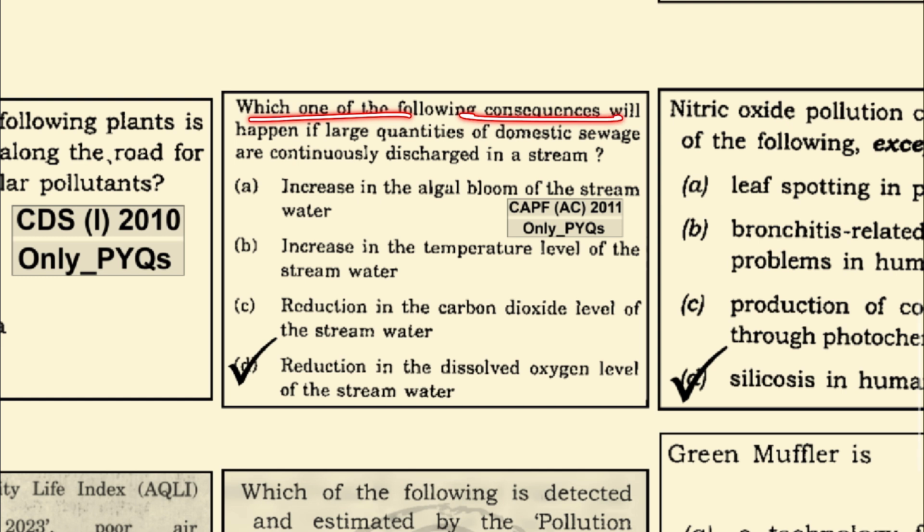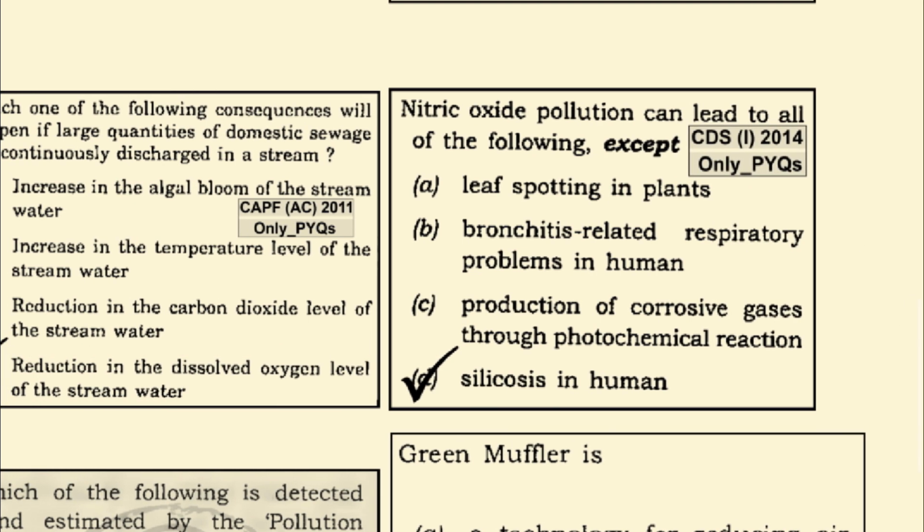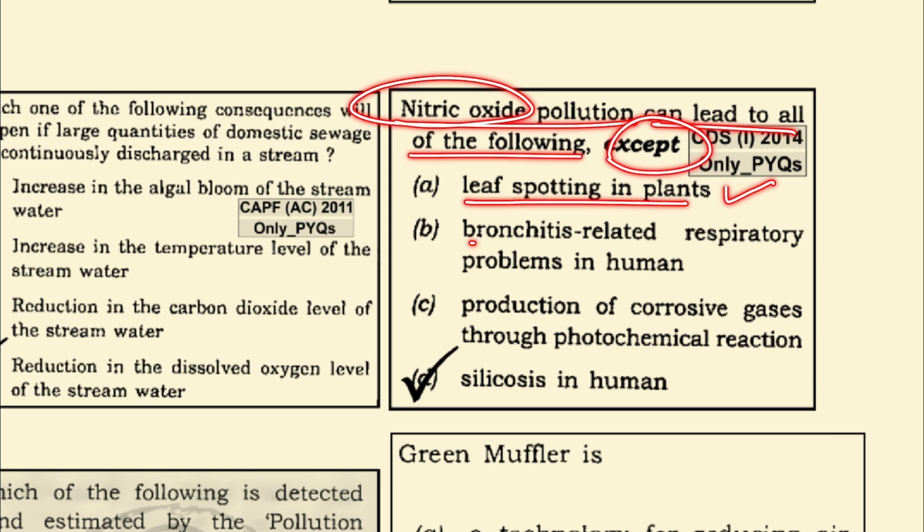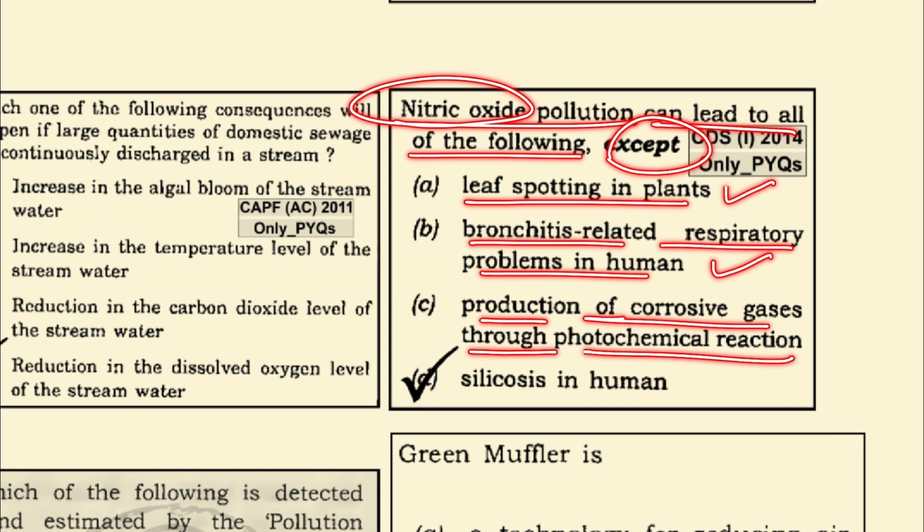Which one of the following consequences will happen if large quantities of domestic sewage are continuously discharged into streams? It is the reduction in the dissolved oxygen level of the stream water. Nitric oxide pollution can lead to which of the following except leaf spotting in plants? Bronchitis related respiratory problems in humans can occur. Production of corrosive gases through photochemical reaction can also happen. Silicosis in humans? This is not the answer.